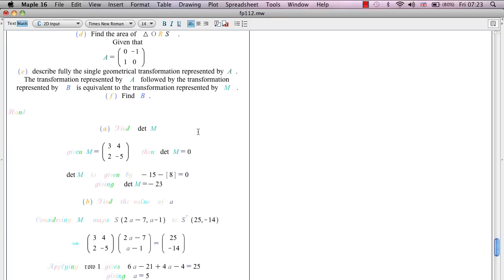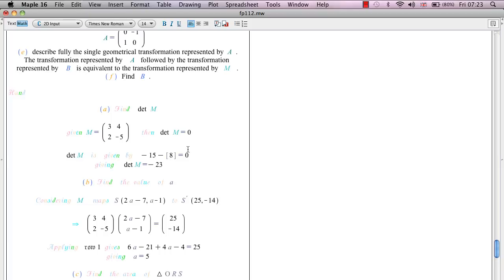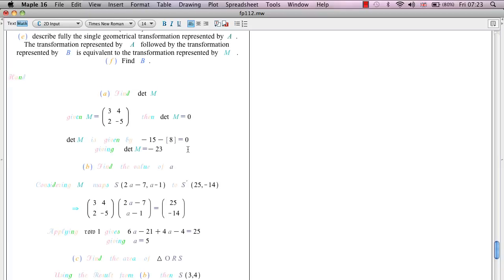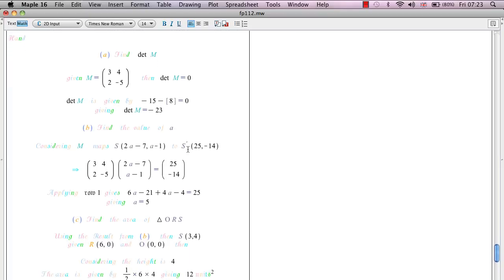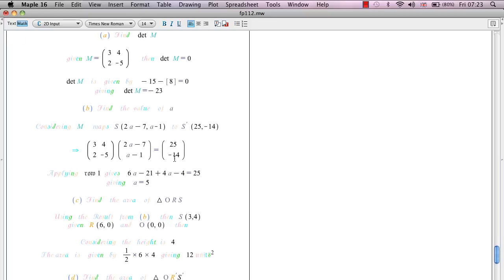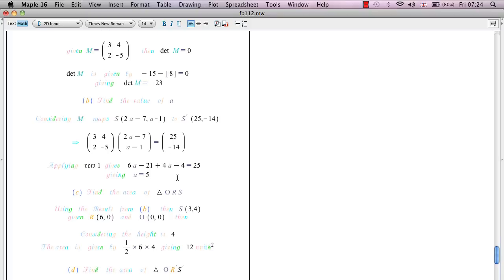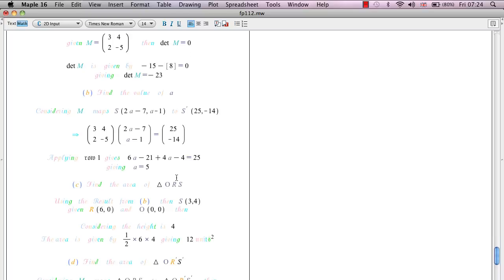So for part A, applying for the determinant equals 0 gives minus 23. And for part B, considering M maps S to S dash, applying row 1 gives 6a minus 21 plus 4a minus 4 equals 25. This gives a equals 5.